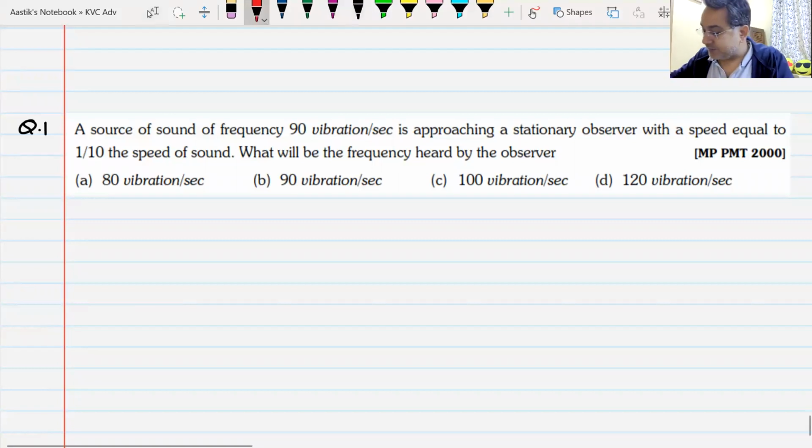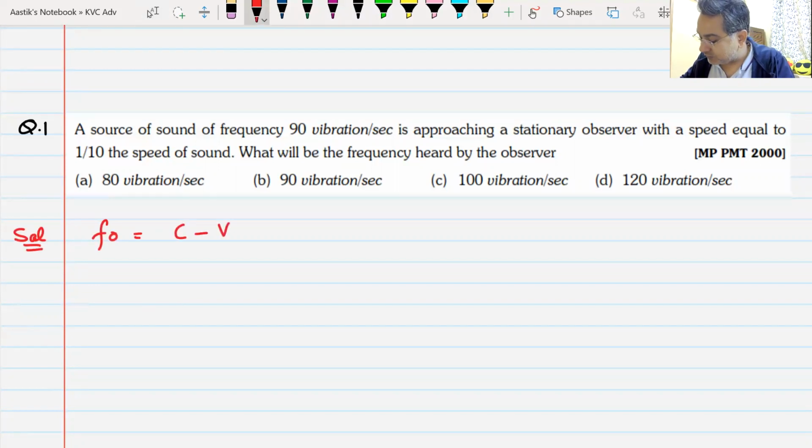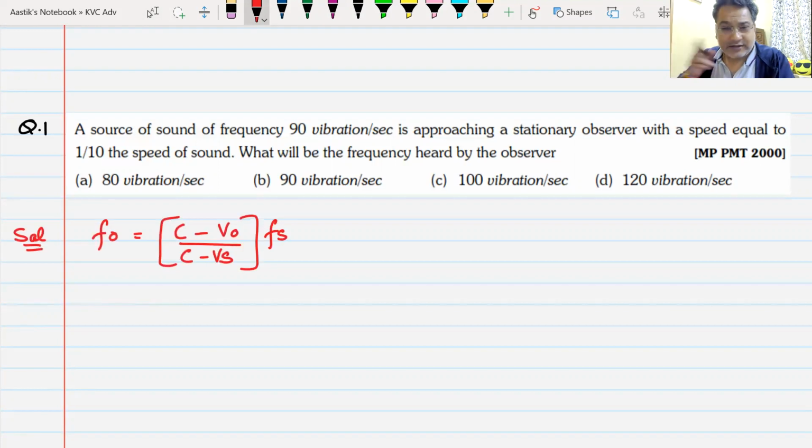I can straight away apply the formula. F naught is equal to C minus V naught upon C minus Vs. There is no wind, and the direction of sound is positive. The observer is not moving, so V naught is 0. And the source is moving towards the observer, so the velocity is positive. So my final formula becomes F naught is equal to C upon C minus C by 10.